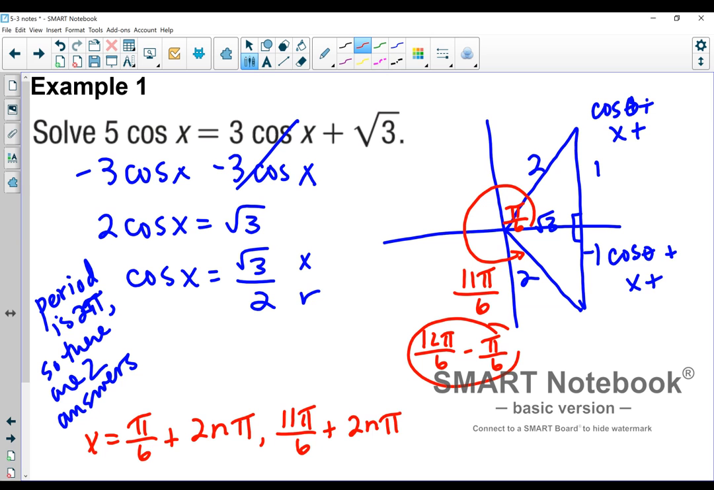And that's because every time we go around and we do a full revolution and we stop at that terminal ray again, it's really the same reference angle. We're going to get the same answer. It will still be square root of 3 over 2 when we take the cosine.